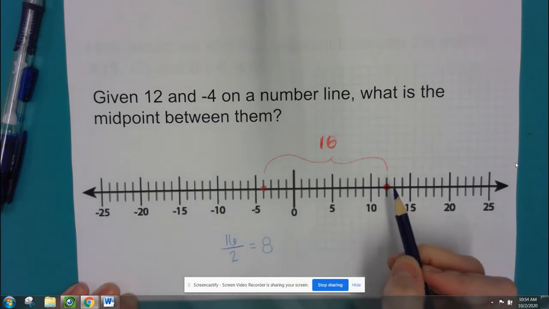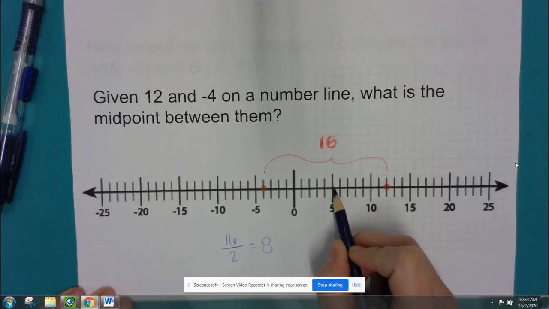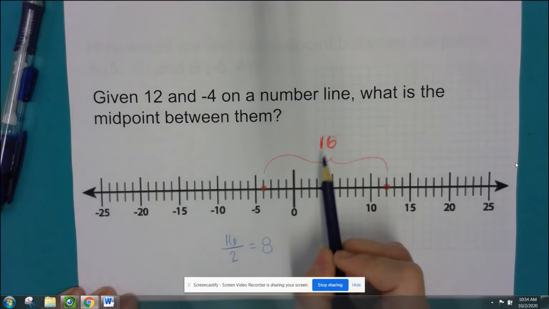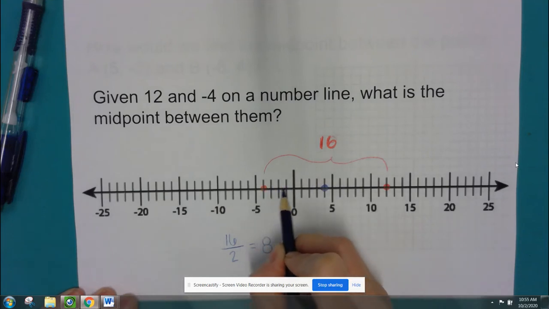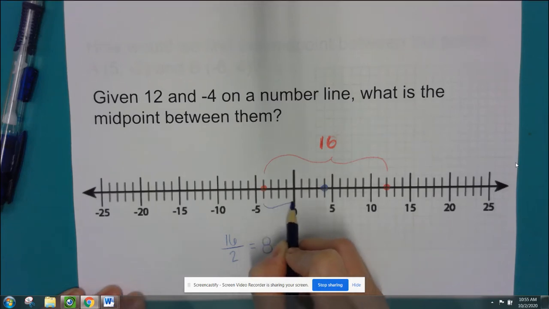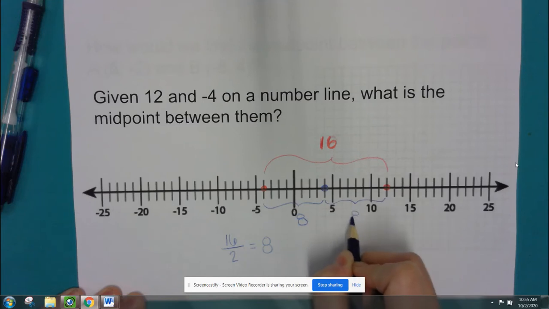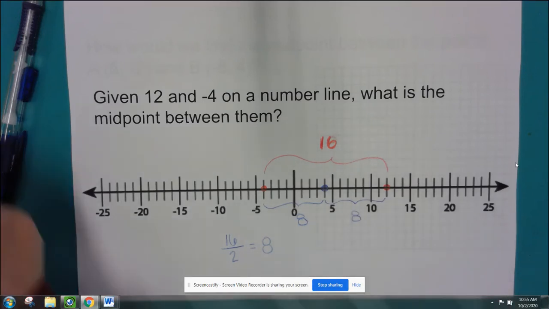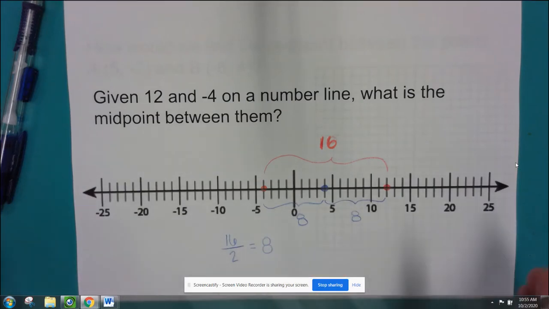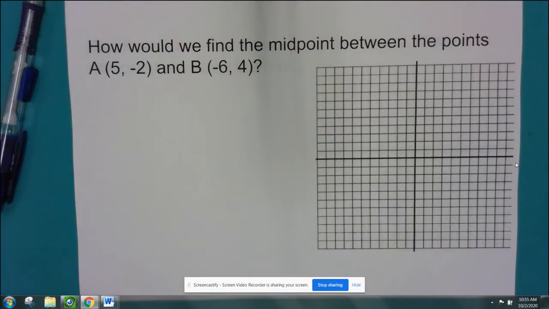So if I count 8 to the left from 12, 1, 2, 3, 4, 5, 6, 7, 8, that puts me at 4. Now I should be able to count 1, 2, 3, 4, 5, 6, 7, and it's 8 there too. So that tells me that this distance is 8, and this distance is 8. So I am directly in the middle of those 2 points. Now it's a little bit different when I go to the graph.